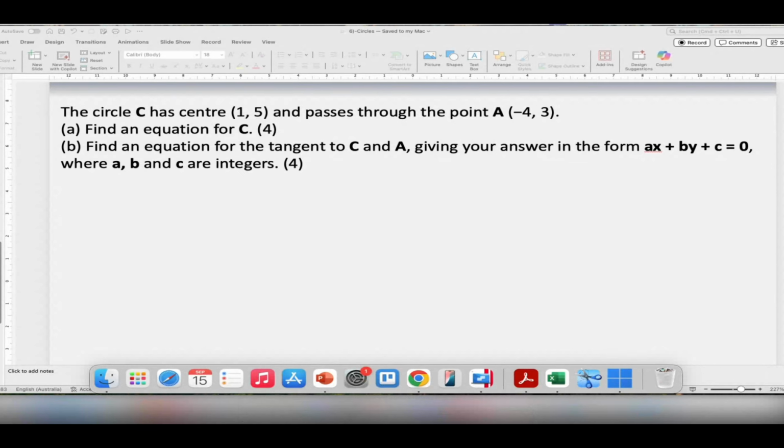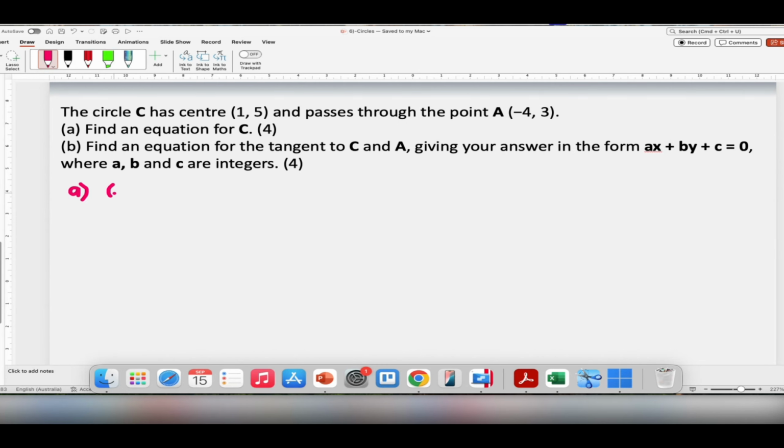The circle C has center (1, 5) and passes through the point A (-4, 3). Find an equation for C. This counts 4 marks. So we have to find the equation of a circle when the center and one point on the circle are known. So what is r squared if we know a point on a circle with the center (h, k)?